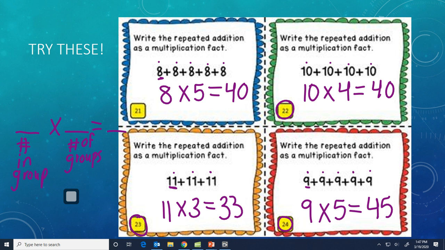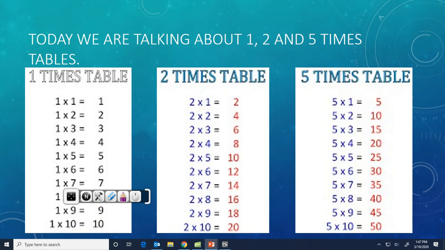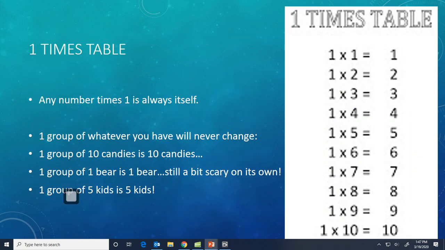If you got those all right, great job. If not, that's okay. We're still learning. So let's take a look at our multiplication tables. We're going to talk about the 1 times table, the 2 times table, and the 5 times table. So times tables really need to be memorized. This is something that you can practice. I'll see if I can put together some flashcards that you can print out and go through at home as well, okay?